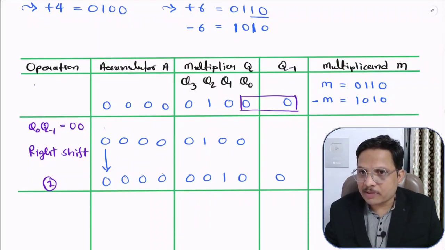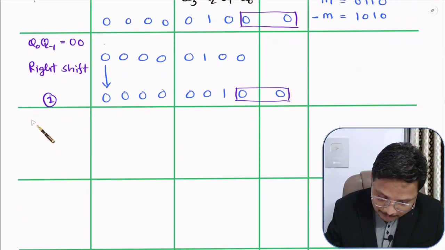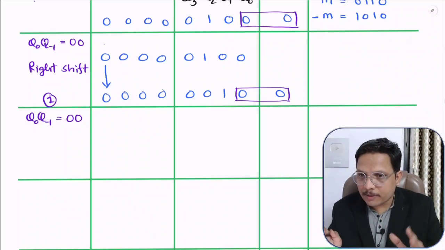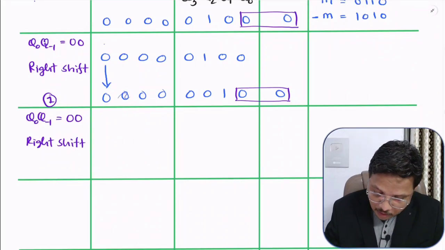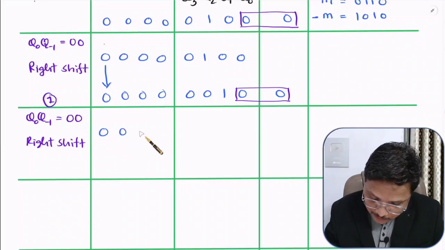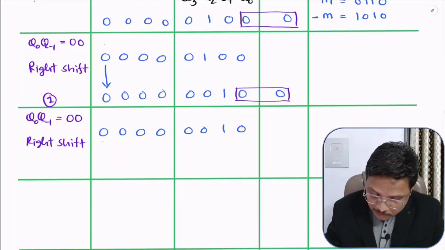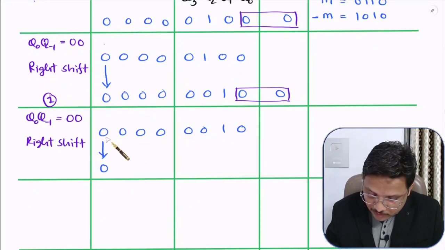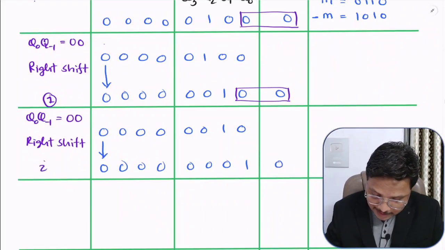4 times. So now let us do this step the second time. I need to see this Q0 and Q minus 1. Let me note down Q0, Q minus 1, that is 0, 0. If it is 0, 0, I don't need to perform any arithmetic operation, only right shift. So let me copy this data as it is: 0, 0, 0, 0, 0, 0, 1, 0. Now right shift. This 0 will be as it is. All this data I shift by one bit towards the right side. So this 0 will come here, this 1 will come here, and this 0 will come here. This is how I have repeated this step the second time.